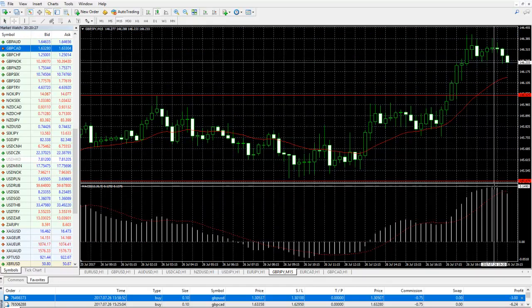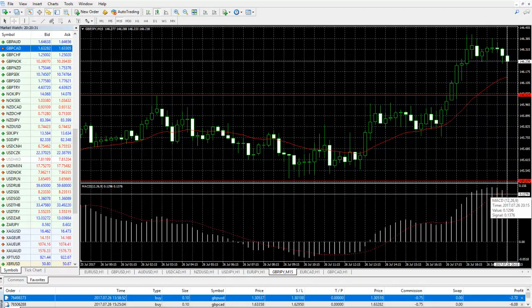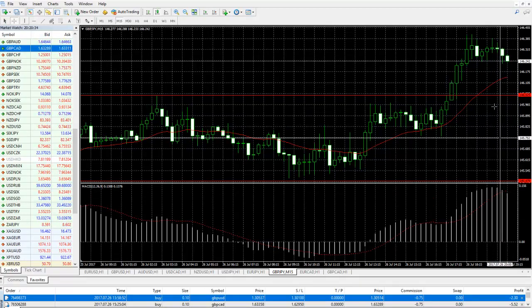Then let's go back to the live example that we had. Once again, we are waiting for a smaller bar, and then on the opening of the next one, we exit, we take our profit.